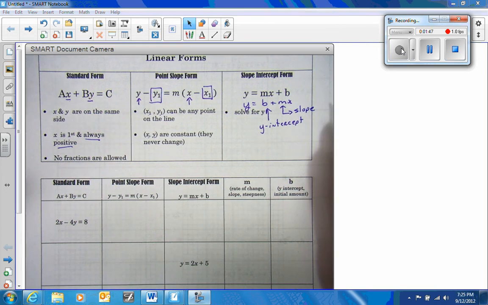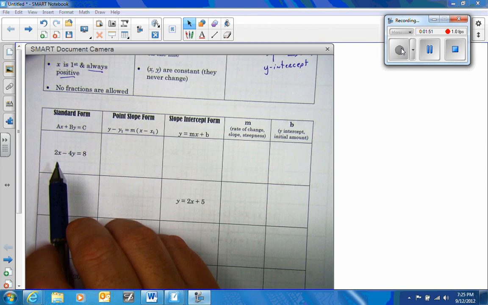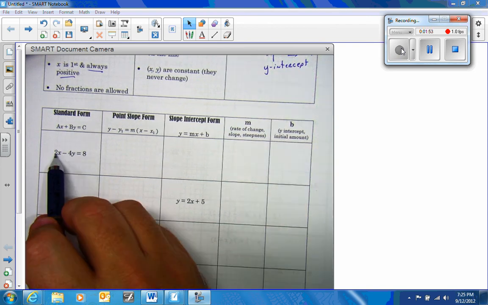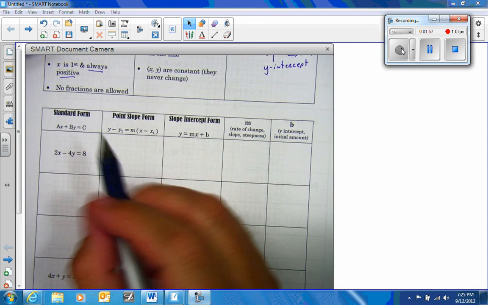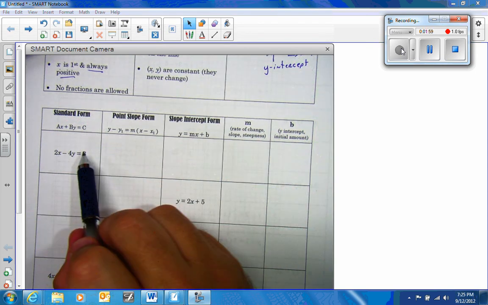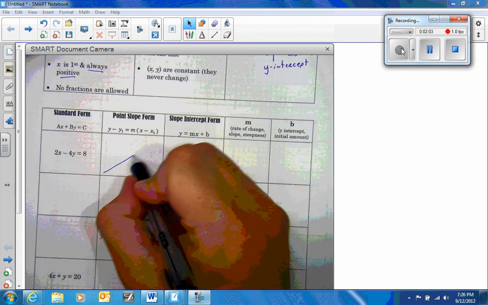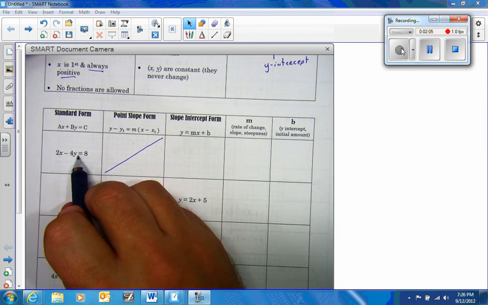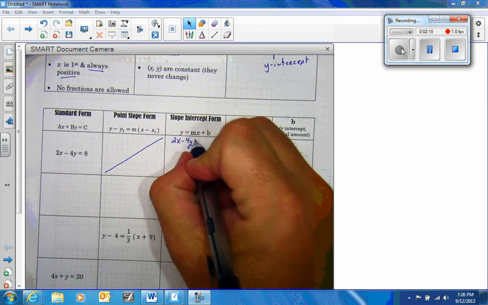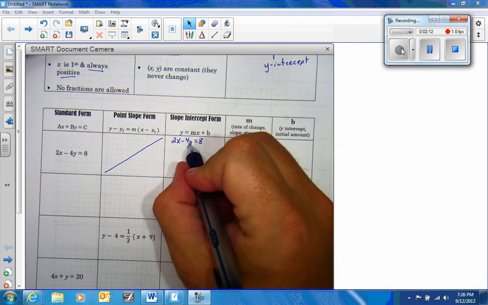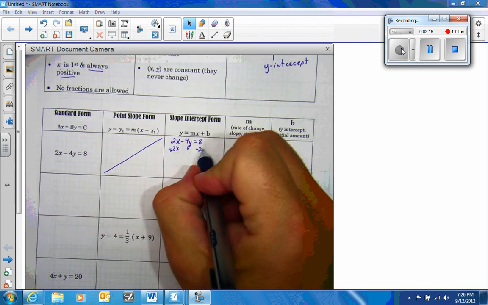So let's go ahead and go forward. These are the notes you're going to need. All right, this is in standard form. Notice 2 is positive. It's x and y on the same side. It's really difficult to go from standard form to point slope form right here. So we're going to mark this out. I want to go from standard form to slope-intercept form. So with 2x minus 4y equals 8, I'm going to solve for y. So I'm going to subtract the 2x on both sides.